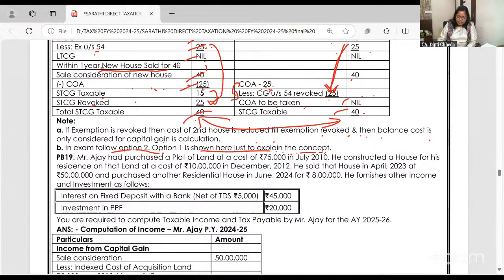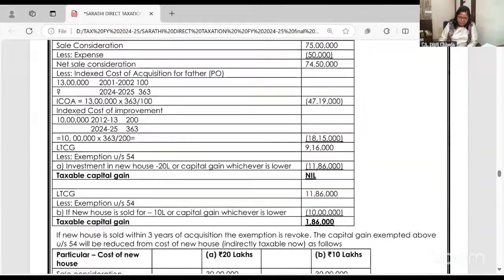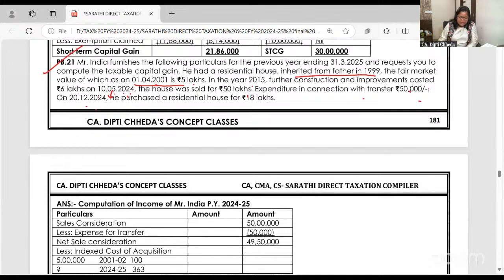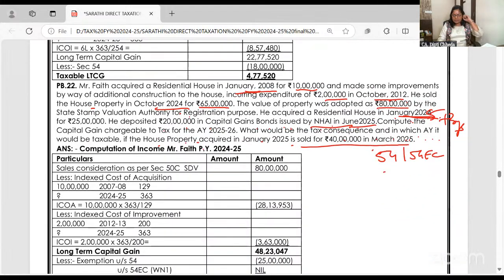Clear to all of you? Yeah, with example, of course, we are doing exemption revoked. And for that, I have given you Mr. Faith's example. First only they have sold the house and they have purchased the house also and bonds also. Now bonds is there for a lock-in period of 5 years. House though?